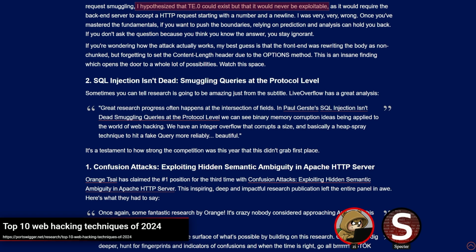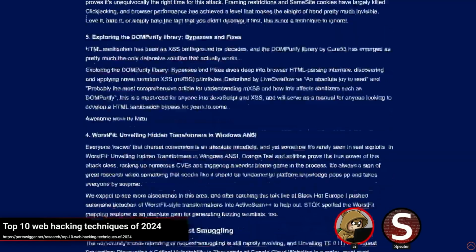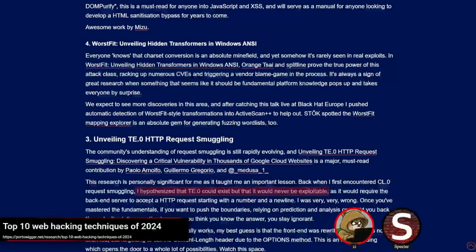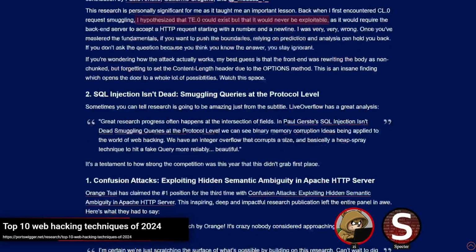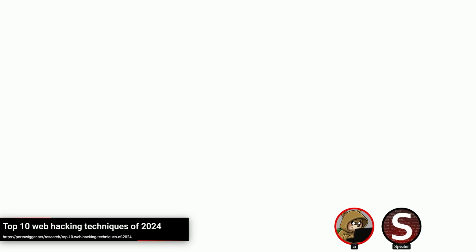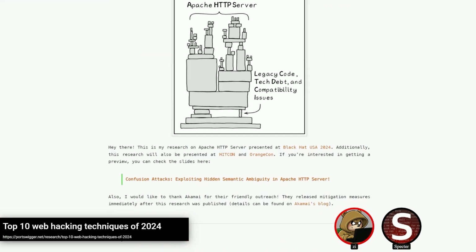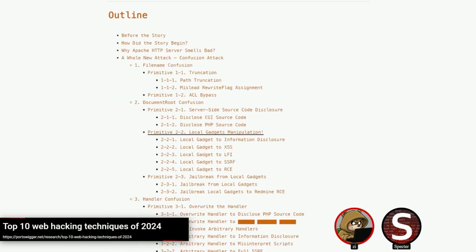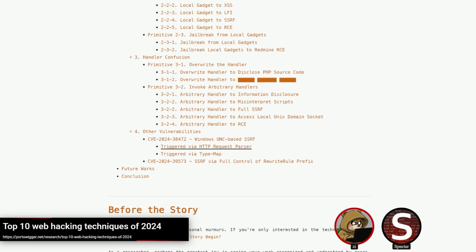And then Confusion Attacks in the top 3 here. Or sorry, I guess that's top 4. Worst Fit was from Orange, I think. Let me double check that. Yeah, it was from Orange, as is number 1 here: Confusion Attacks: Exploiting Hidden Semantic Ambiguity in Apache HTTP Server. It also came out during the summer, so wasn't one that we got through.